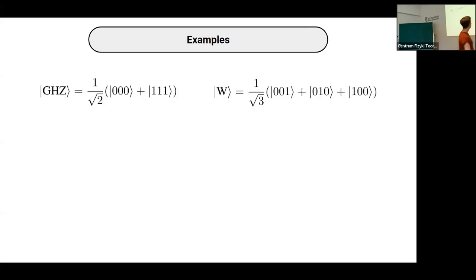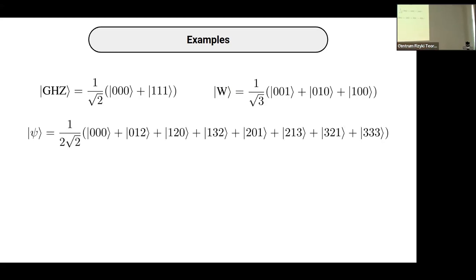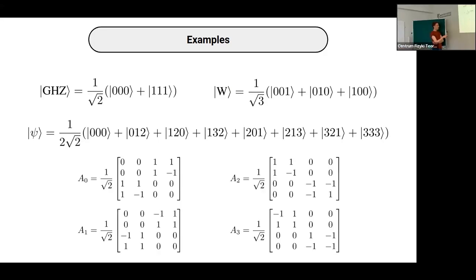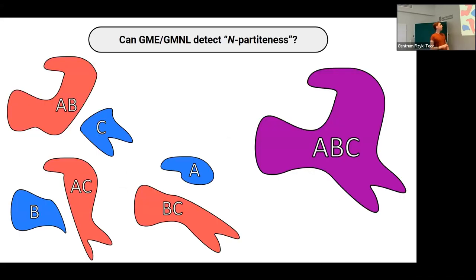Okay, examples. Two easy examples of a genuine multipartite entangled state, which can also show genuine multipartite non-local behavior, are GHZ and W. However, I want to focus on this example. This is also a GME state, and if you perform measurements as such on every party, then the behavior will be non-local, genuine multipartite non-local. Why I want to focus on this example, I will explain in a second.